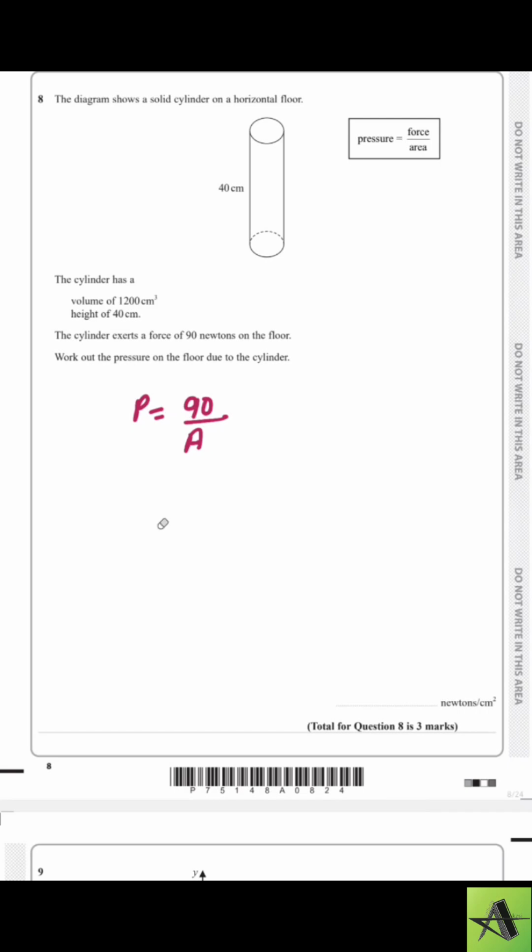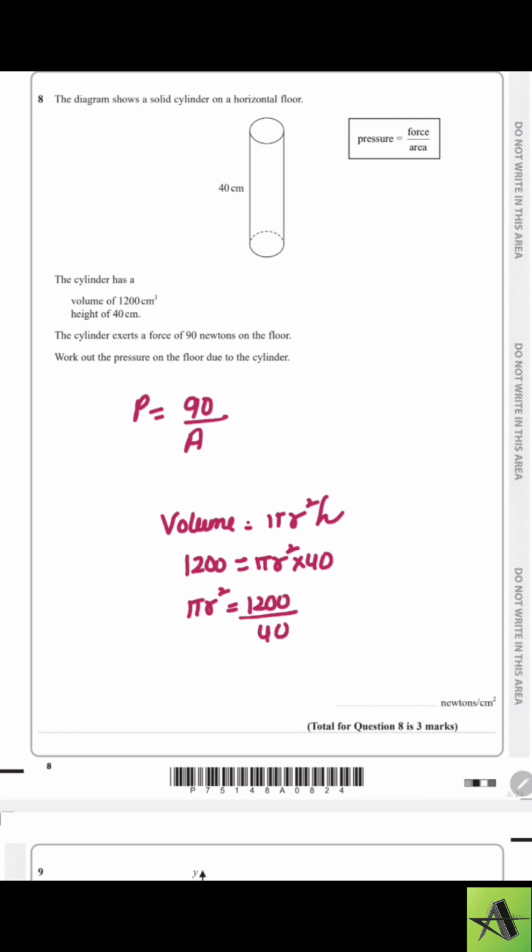We know the volume of a cylinder is pi r squared h. That's it. And pi r squared is the area of the surface of the cylinder, or you can say the circle. So volume is 1200, pi r squared into 40. From here, pi r squared is equal to 1200 over 40, which is 30. So we get to know pi r squared, the area of the circle, is 30, and pressure is force over area.